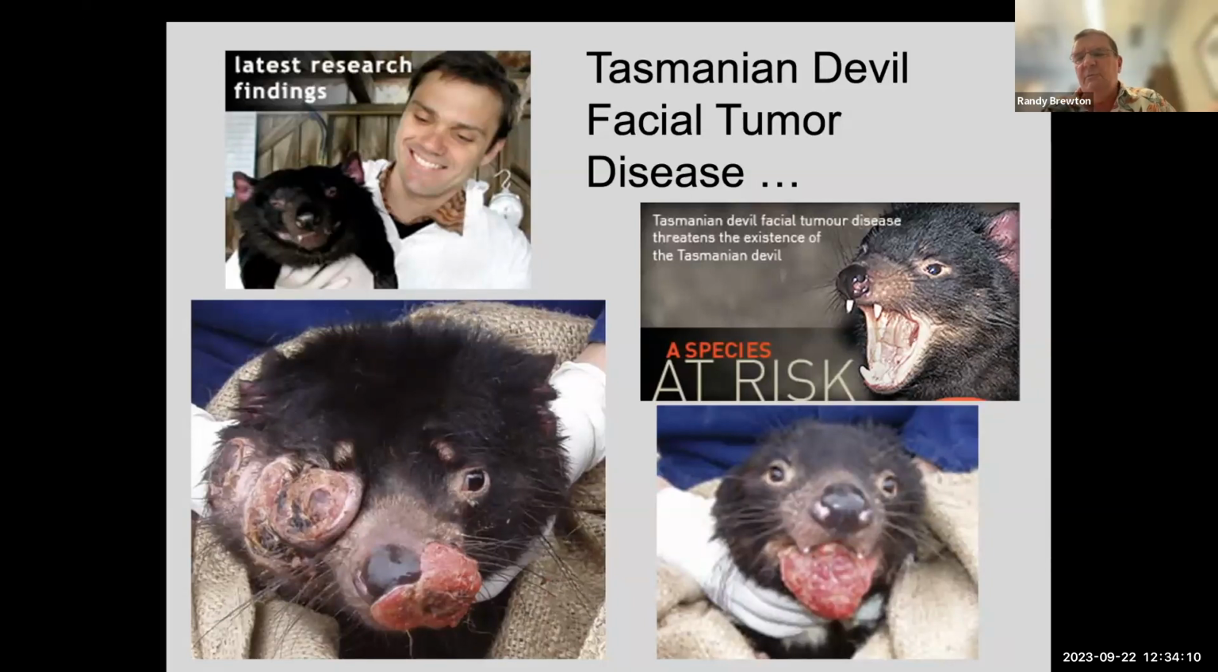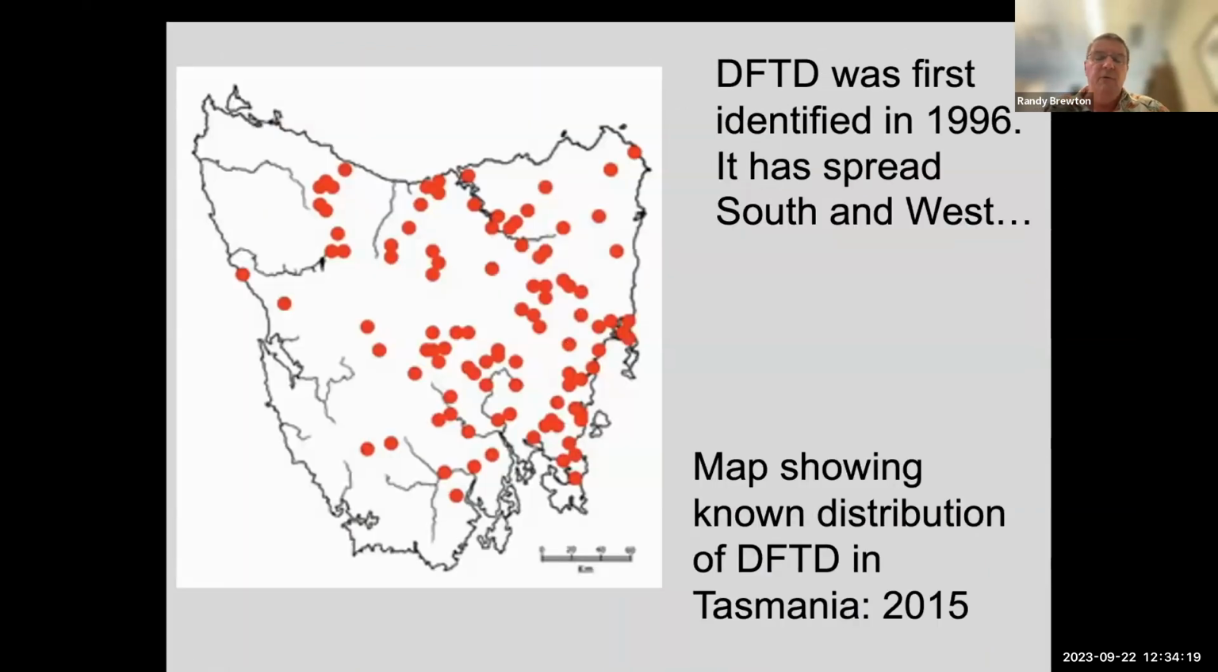And this cannot be easily treated because these are wild animals, and it's spreading through the island of Tasmania. So if you're, again, challenging your geography here, the island of Tasmania is south of the continent of Australia, and the Tasmanian facial tumor disease was first identified in the eastern part of Tasmania, and it has spread to the west and to the south.